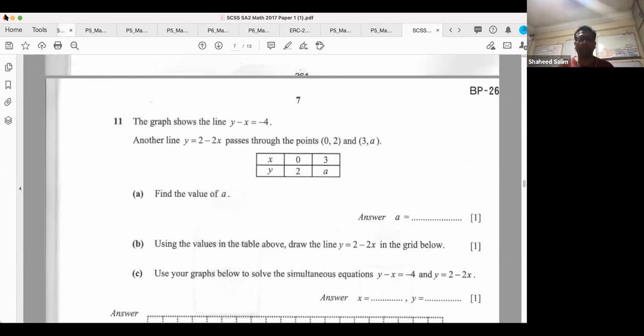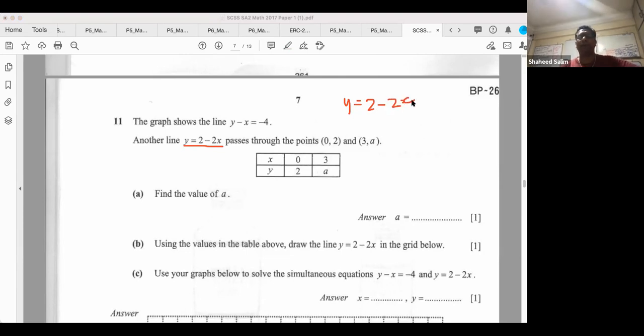Substitute the value. Okay, I'm not too sure. Do you remember? This is the equation: y equals 2 minus 2x.